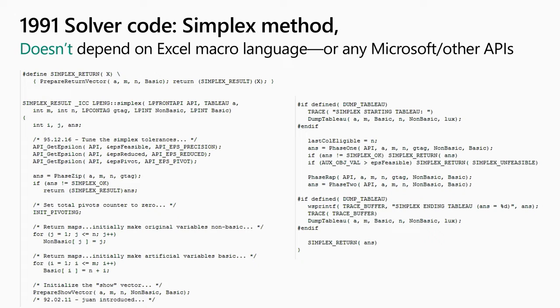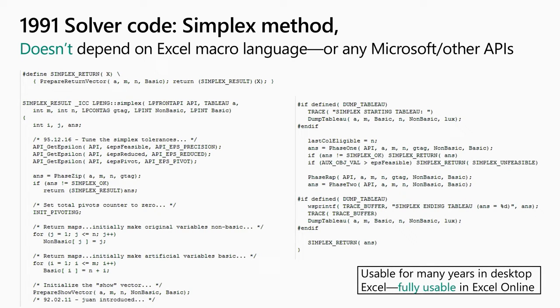Someone from Microsoft saw this and said, "Dump Tableau. I don't know if you should say that." And so just to explain, the Tableau is something that's in linear programming. It's a matrix of coefficients, and it has nothing to do with Tableau software, the company, and that sort of thing. But the interesting thing about this code is that this code is fully usable in Excel Online.